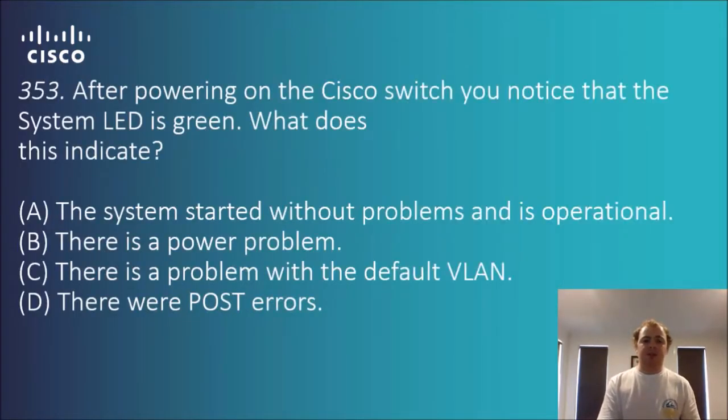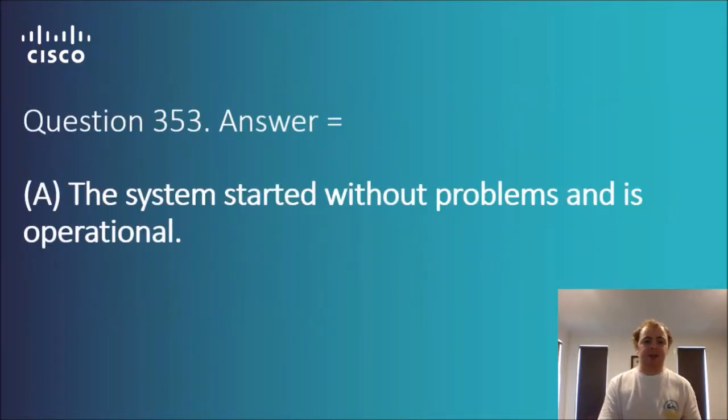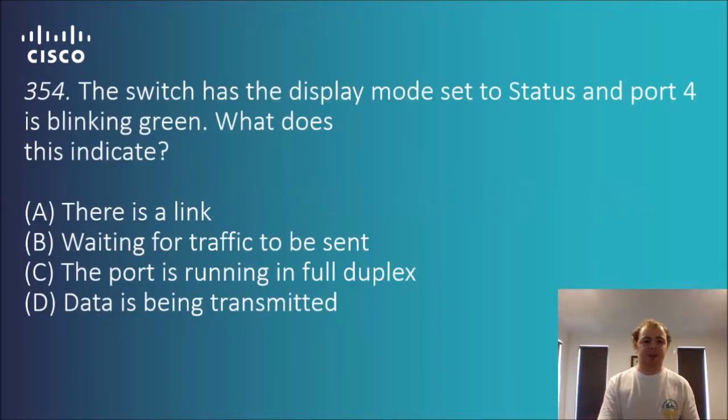353, after powering on the Cisco switch, you notice that the system LED is green. What does this indicate? The system started without problems and is operational, a power problem, a problem with the default VLAN, or there were POST errors. Okay, so this is just powering on, so VLANs have nothing to do with anything there. It's green, so there won't be any errors. There's no power problems, so it'll be A. The system started without problems and is operational.